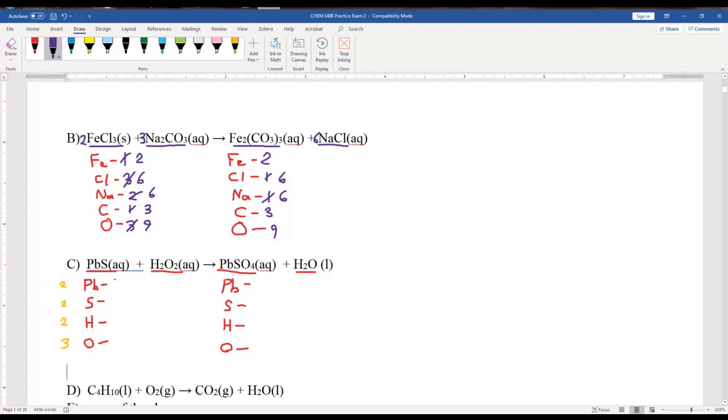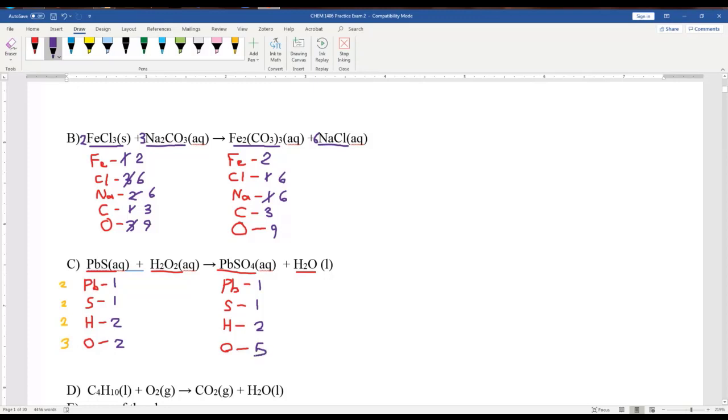Now I'm going to list out my number of elements of each type on each side. On the left side I have 1 lead, 1 sulfur, 2 hydrogens, 2 oxygens. Pretty straightforward. On the right side I have 1 lead, 1 sulfur, 2 hydrogens, and how many oxygens?